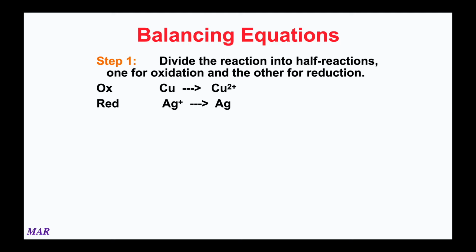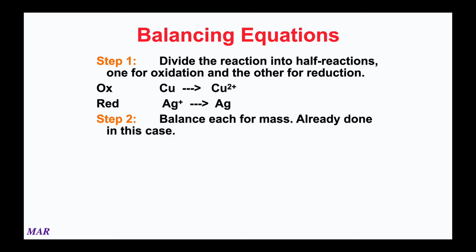But as we talked about earlier, copper is becoming copper 2+. It's becoming more positive. That is the site of oxidation. On the other hand, silver+ going to silver 0, it's becoming less positive. That's definitely the site of reduction.